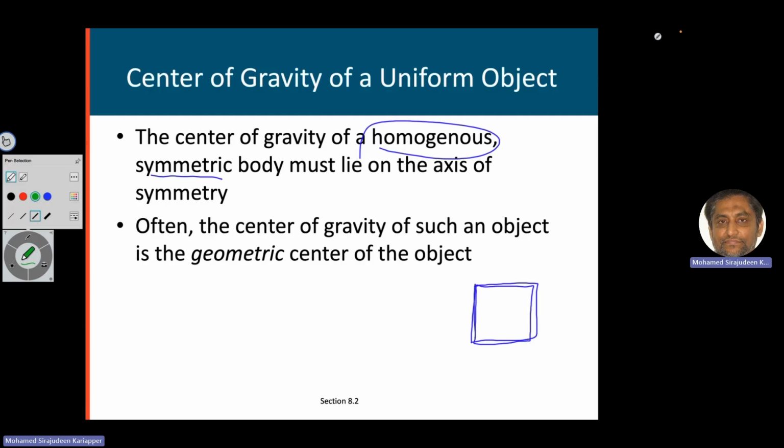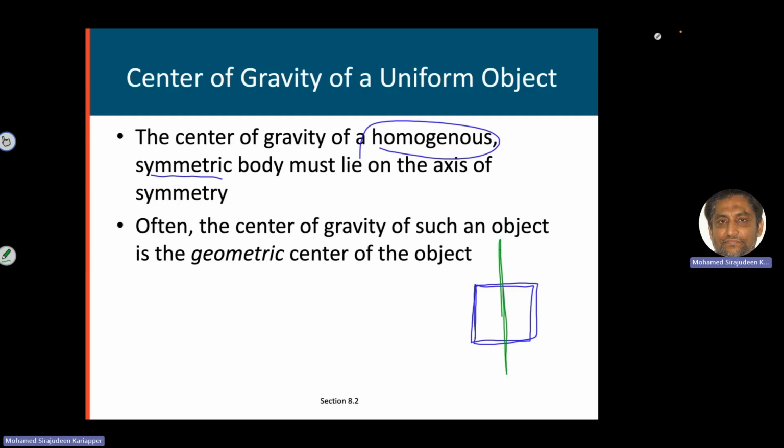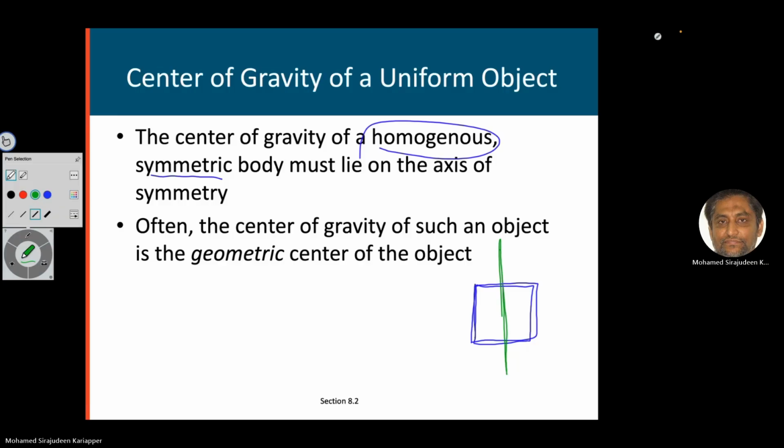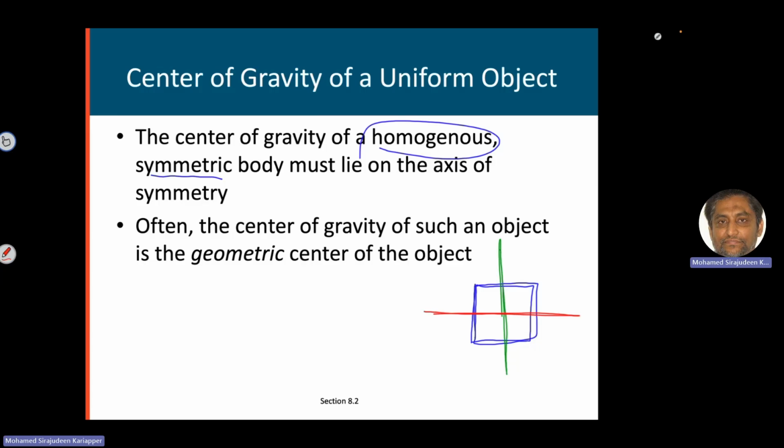Okay, so let's say I take the green. If I draw a line like this, it's a symmetry axis, right? It is equal either side of it. So I know the center of gravity must be somewhere on this green line. I can draw another symmetry axis. This is also a symmetry axis. Now someone can say, no, the center of gravity is on the red line. Both should be correct. So what is the only point that satisfies both requirements? The intersection. So then the center of gravity is here.